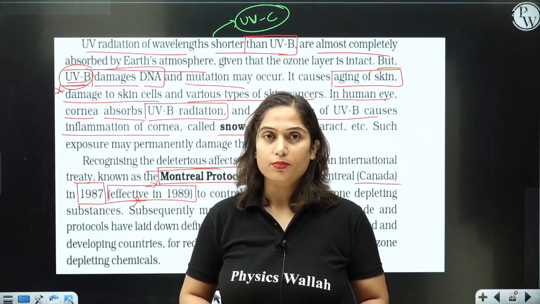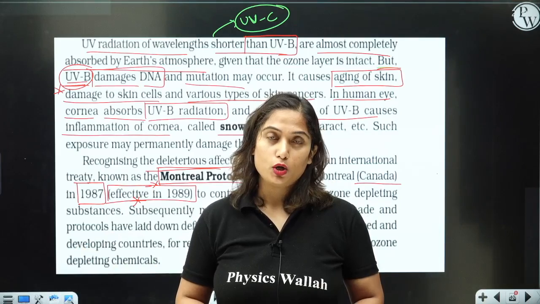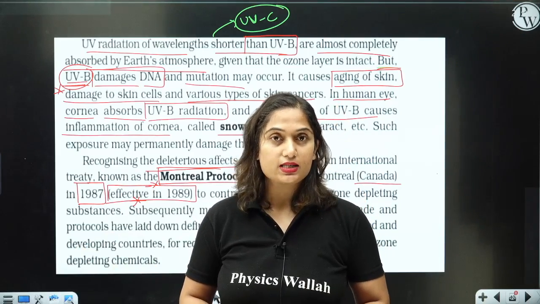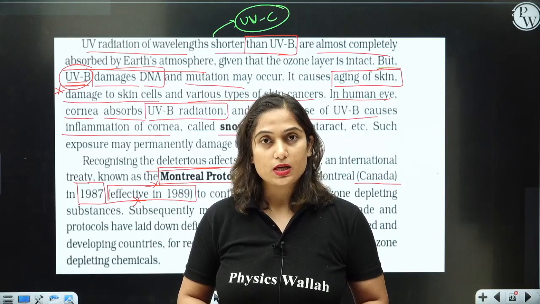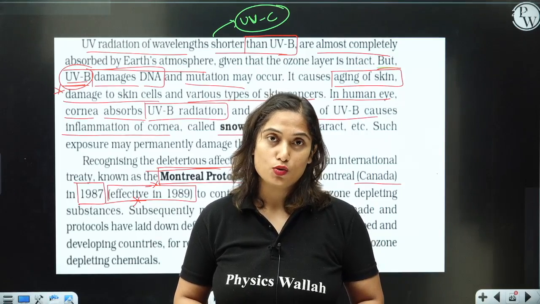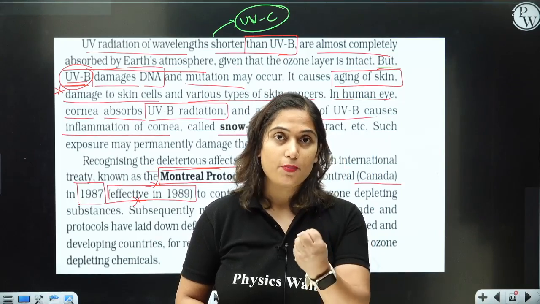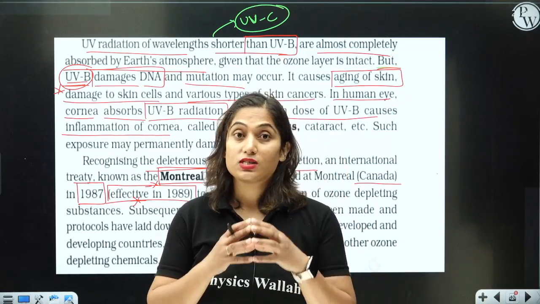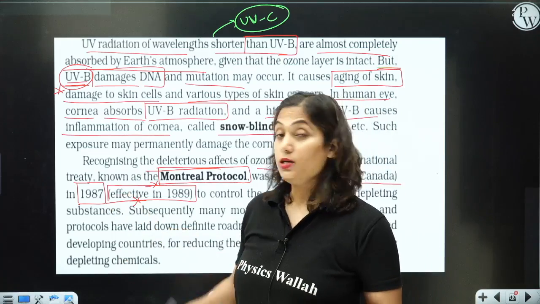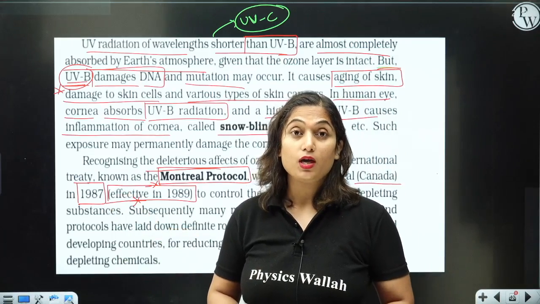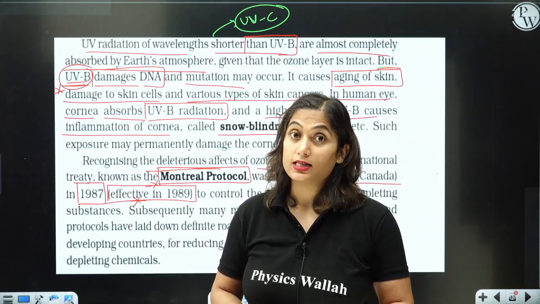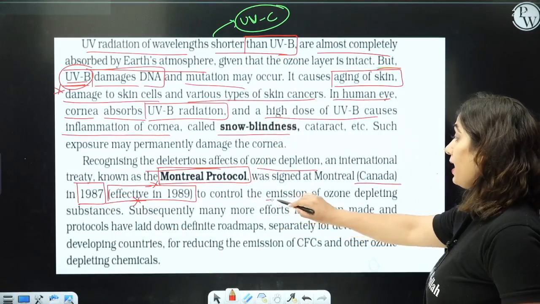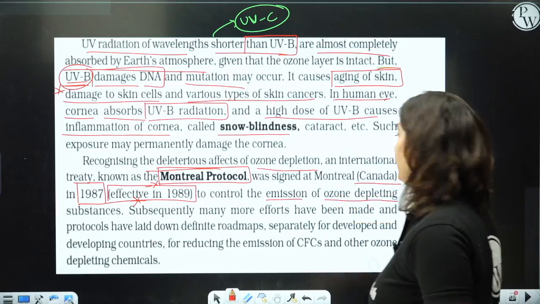This question has come in NEET. The purpose of Montreal Protocol was to reduce the ozone depleting substances. All those substances which can cause damage to the ozone layer, to reduce them was the purpose of Montreal Protocol, and it was signed in Canada in the year 1987, but it became effective in the year 1989. This is important. Okay, and it controls the emission of ozone depleting substances.